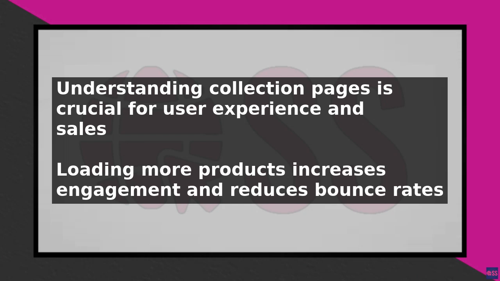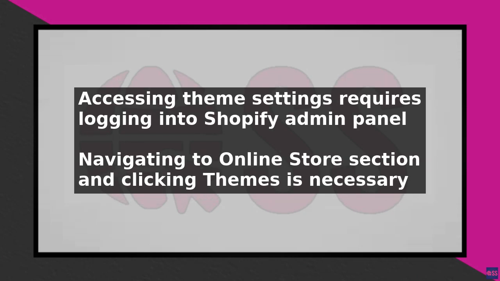To load more products on collection pages in Shopify, you will need to access your store's theme settings. Start by logging into your Shopify admin panel and navigating to the online store section. From there, click on Themes and then click on the three dots next to your current theme. Select Edit Code from the drop-down menu.